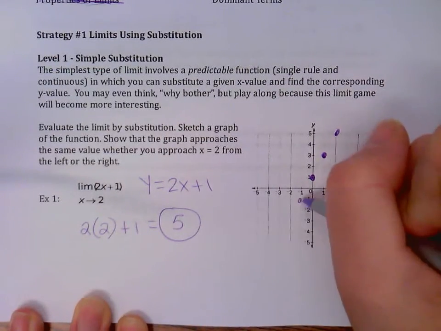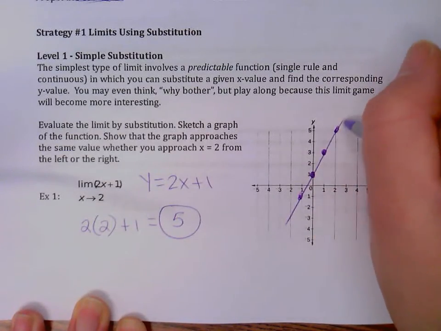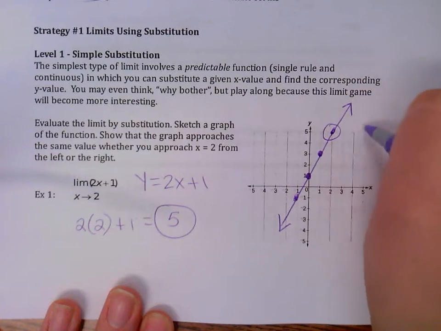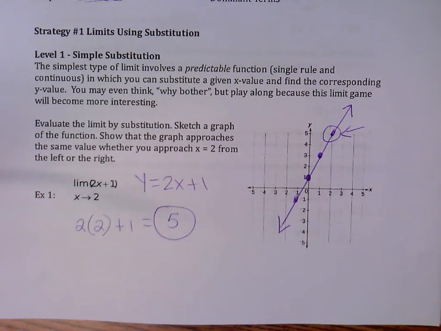Here's my line. And the line continues forever. And what is the y value? The y value is 5 when x is 2. The graph is approaching it from both sides of the x-axis, right?